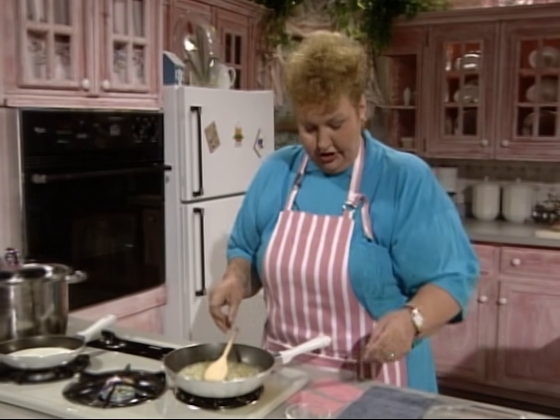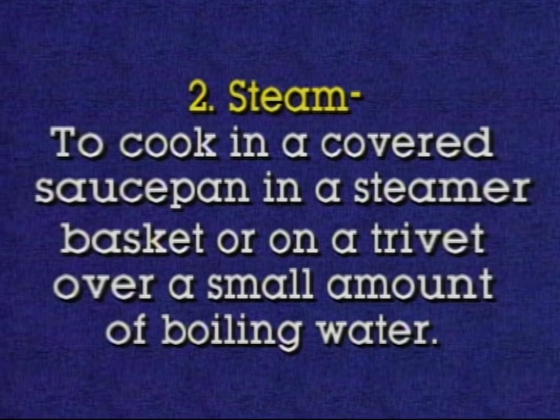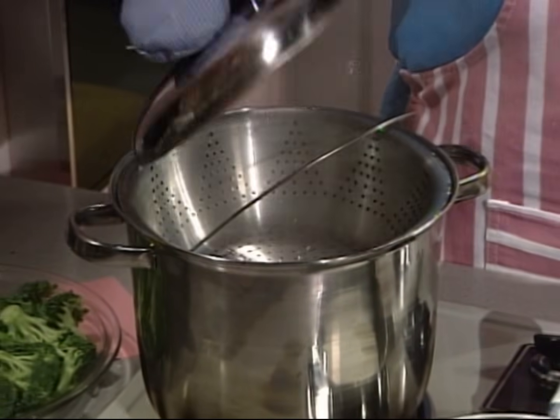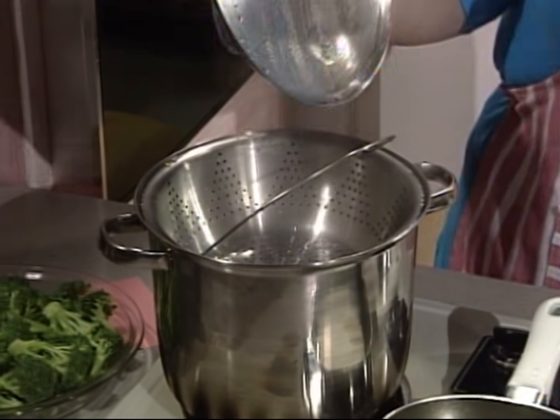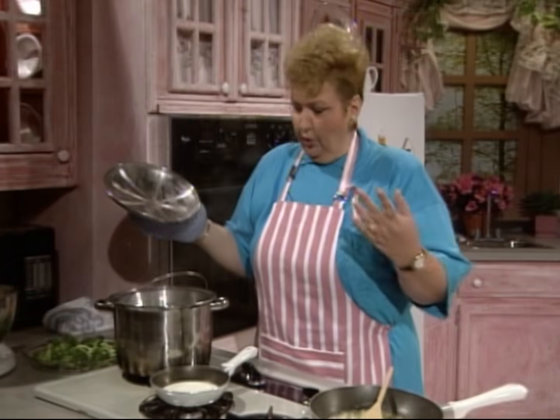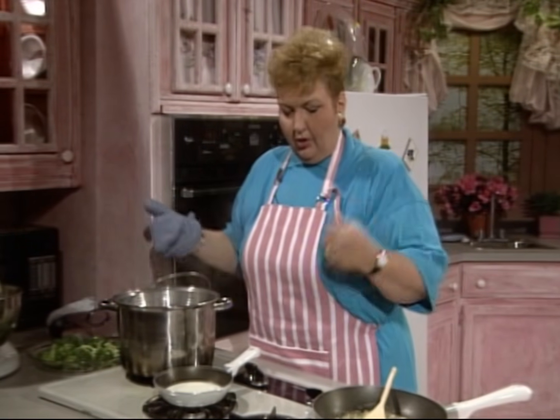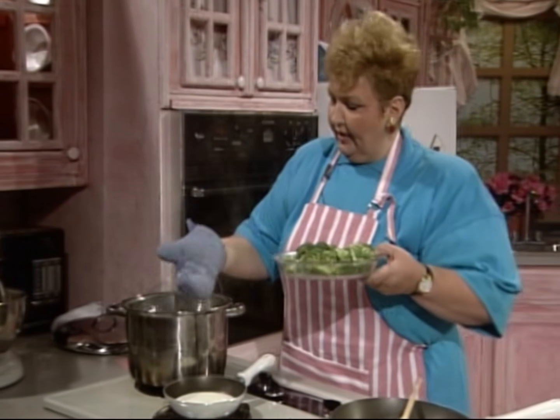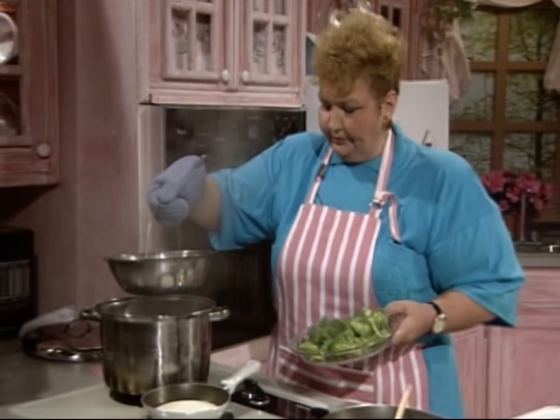The second term that we're going to do is steam, okay? Now, you have to have the right utensils and the right equipment to steam, which means to cook in a covered saucepan, in a steamer basket, or on a trivet over a small amount of boiling water. And as we have used on many of our cooking programs, this is an ideal steamer. And this cookware is available at the Woolly Balcony Cookware, who has supplied our wonderful cooking utensils and equipment here in our kitchen. This is a steamer basket.